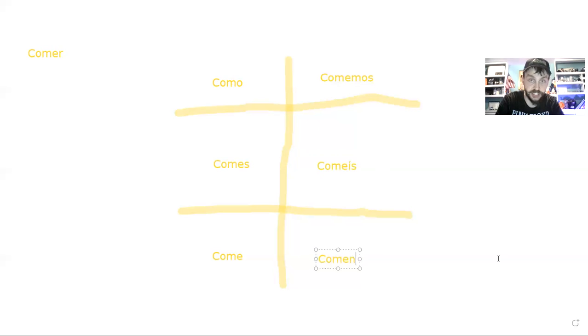So here's all your conjugated verbs for the Spanish verb comer. Yo como, tú comes, él come, ella come, usted come. Nosotros comemos, nosotras comemos. Vosotros coméis, vosotras coméis. Ellos comen, ellas comen, y ustedes comen.